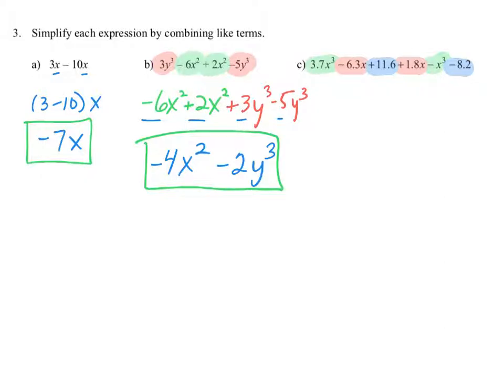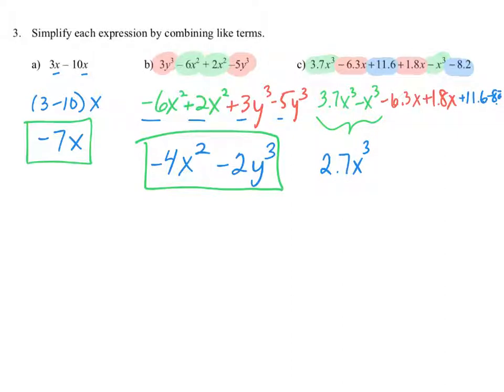Let's begin with the x cubed terms. So we have 3.7x to the third minus the x to the third. We'll combine those. And then we have the minus 6.3x plus 1.8x. And then we'll combine those constants, 11.6 minus 8.2. So let's combine the x cubed terms. 3.7x cubed minus 1x cubed, that's the same thing as 2.7x cubed.